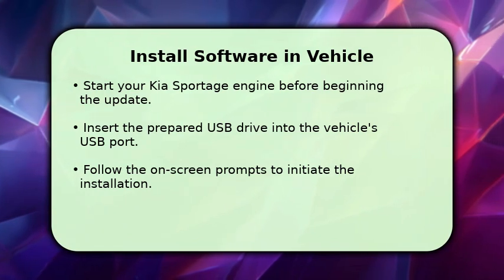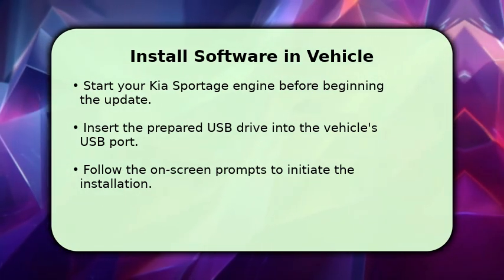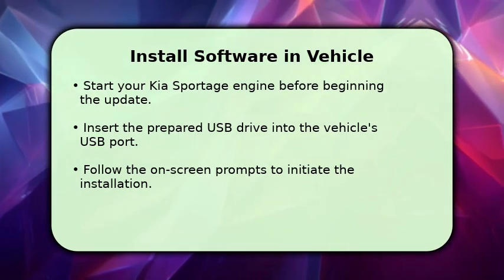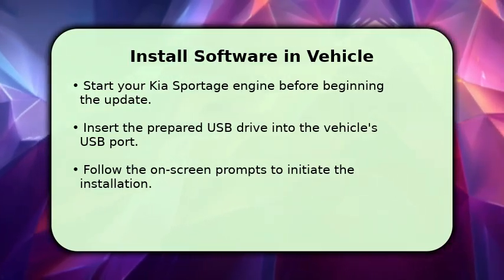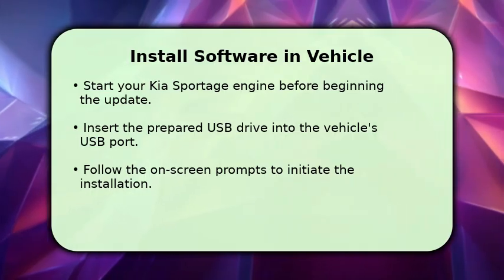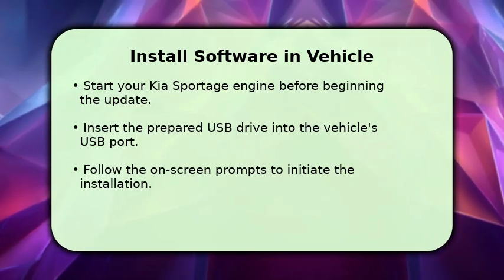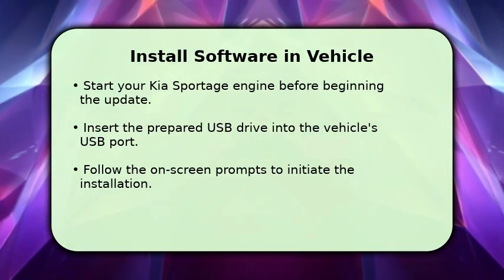It's strongly encouraged to have the engine running during the update to prevent battery drain, as the process can take some time. Insert the USB drive into the designated USB port in your vehicle. Your infotainment system should detect the files and display prompts to begin the installation. Follow these instructions carefully and allow the update to complete without interruption.